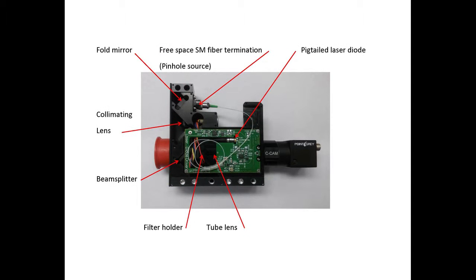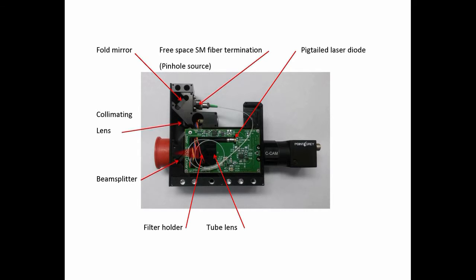Here is a look inside a PSM to show why it is a digital version of an autostigmatic microscope. Instead of crosshairs, a pinhole light source is created by a single-mode fiber coupled to a laser diode. This source is collimated and directed into the microscope objective.